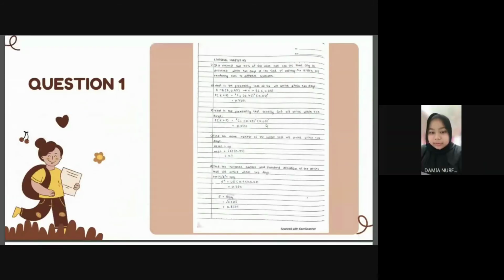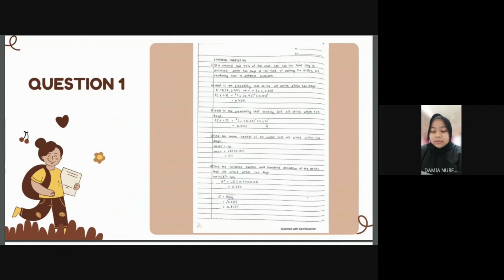For question 1, I choose question 7 from chapter 10. It is claimed that 95% of first-class mail within the same city is delivered within 2 days of the time of mailing. 6 letters are randomly sent to different locations. So, the first question is, what is the probability that all 6 will arrive within 2 days?